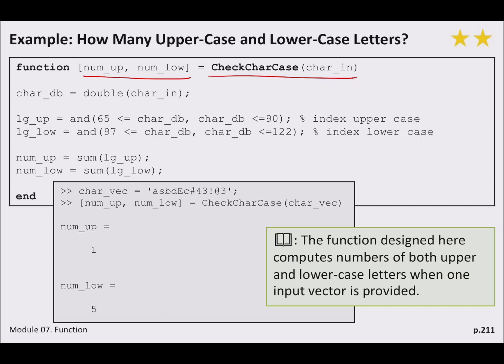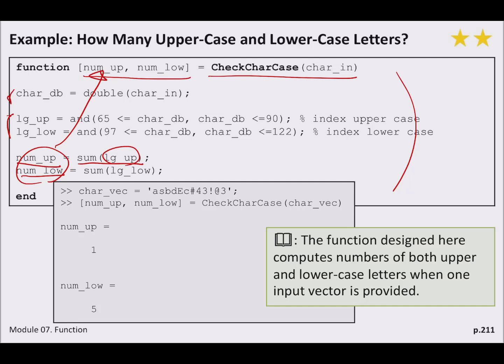We can use a similar syntax to the previous function, and this one is the same as the previous one. To compute the number of uppercase and the number of lowercase letters, we can simply sum up this logical vector, all the ones in the logical vector. And then this code returns these two outputs like this.